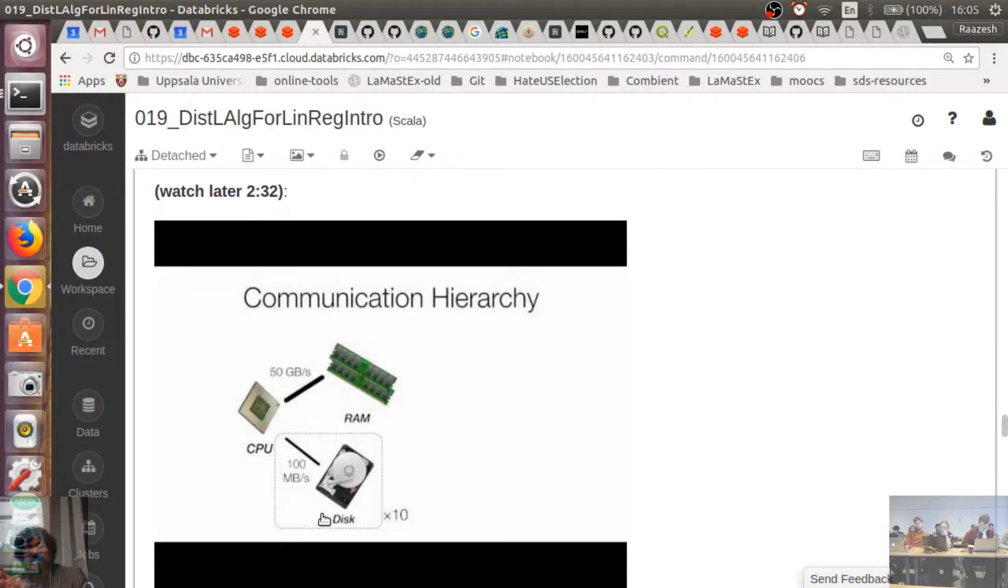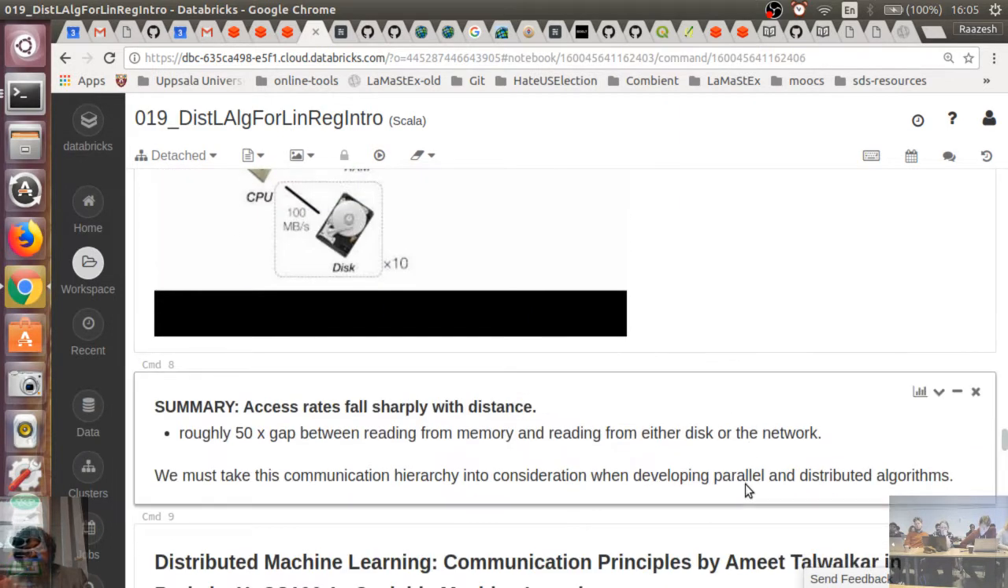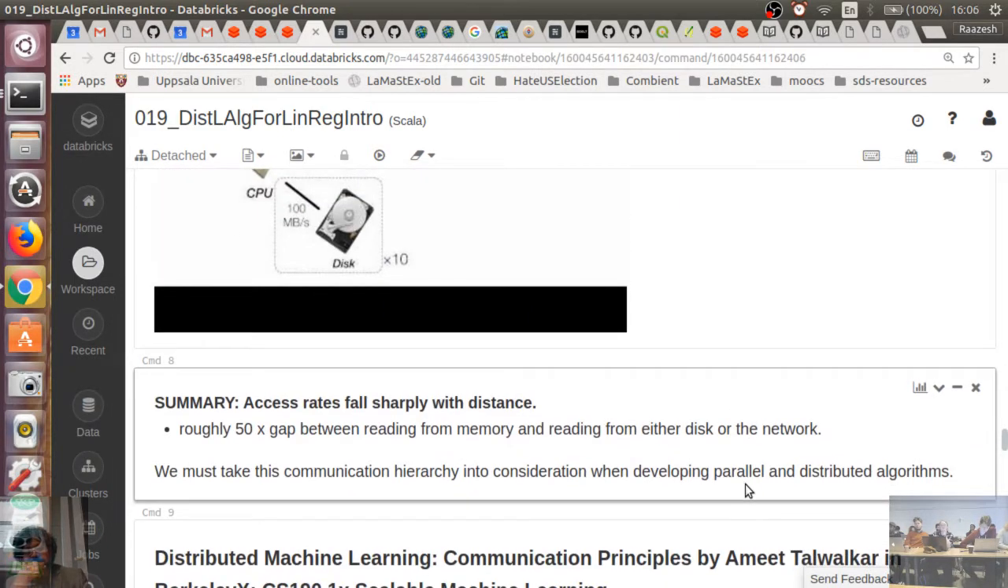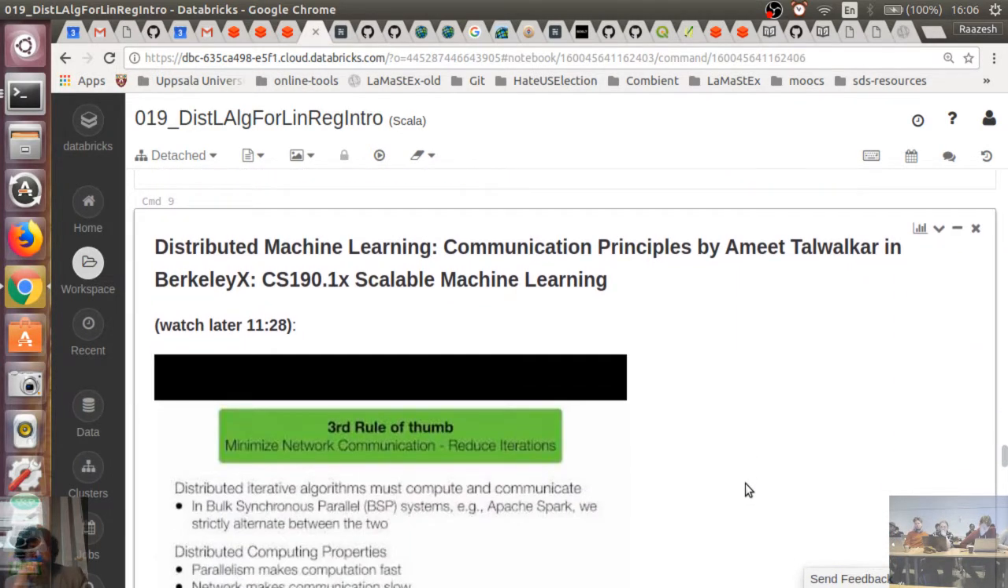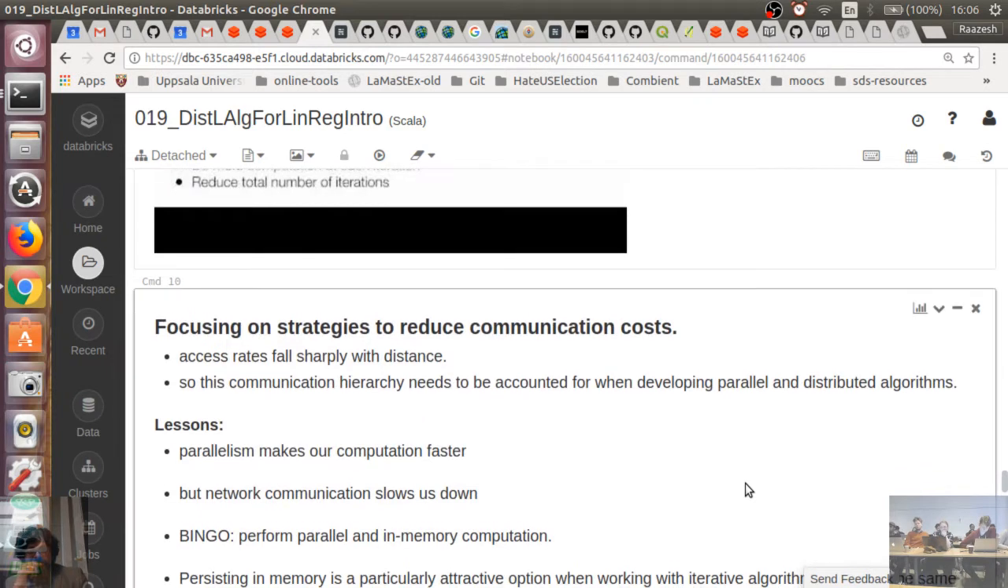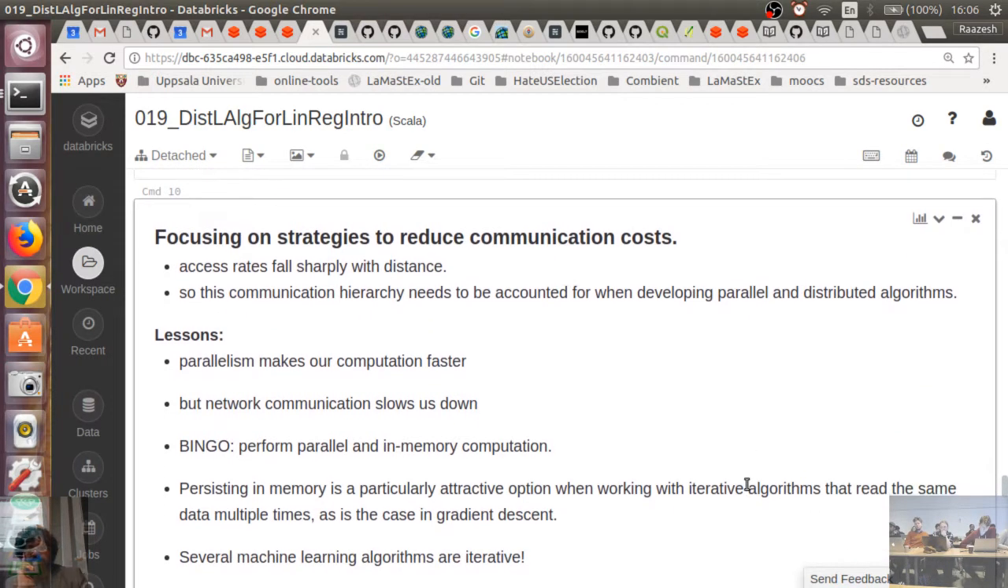Things are very fast in random access memory, and then there's network and CPU. Network currently is the main bottleneck in commodity clusters. Let's see, yeah. So these are for people who want to really get into Spark under the hood stuff.